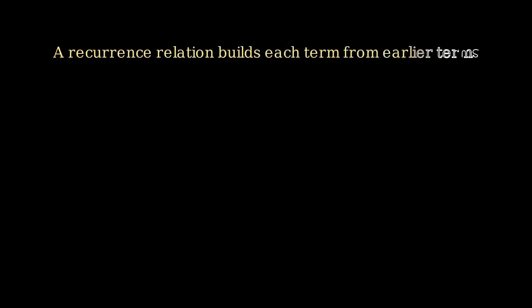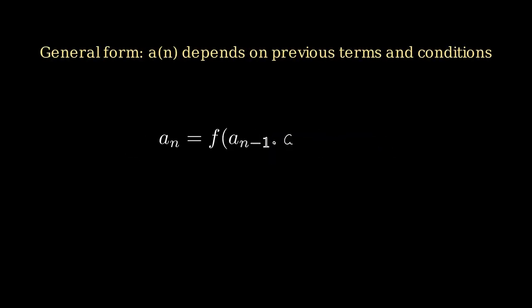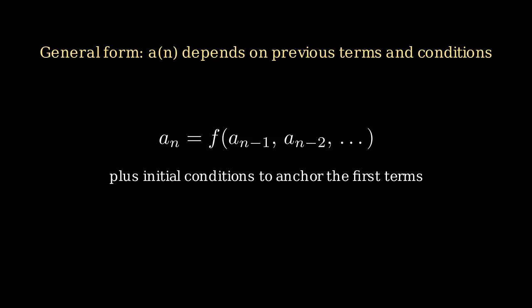A recurrence relation defines a sequence in terms of its own earlier terms. Instead of giving you a direct formula, it tells you how to build each new term out of the ones that came before it. Formally, a recurrence relation looks like this. a(n) equals some function f applied to a(n-1), a(n-2), and so on, together with a set of initial conditions that anchor the very first term or terms.